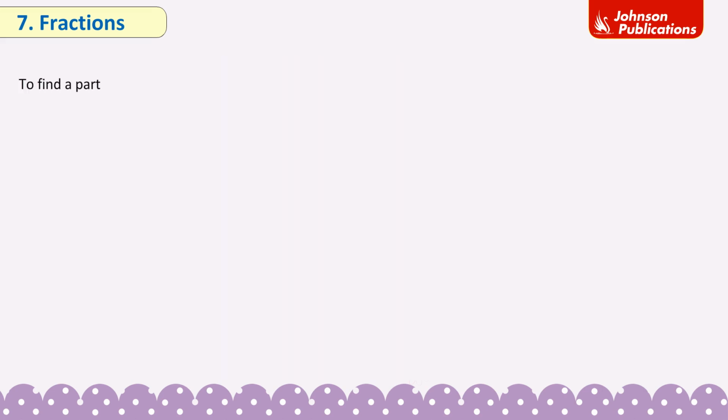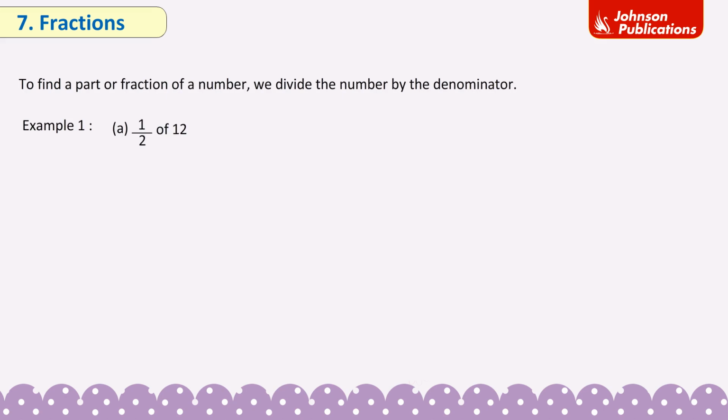To find a part or fraction of a number, we divide the number by the denominator. Example 1. A. 1/2 of 12. B. 1/7 of 28. Solution. A. 1/2 of 12 is equal to 6. B. 1/7 of 28 is equal to 4.